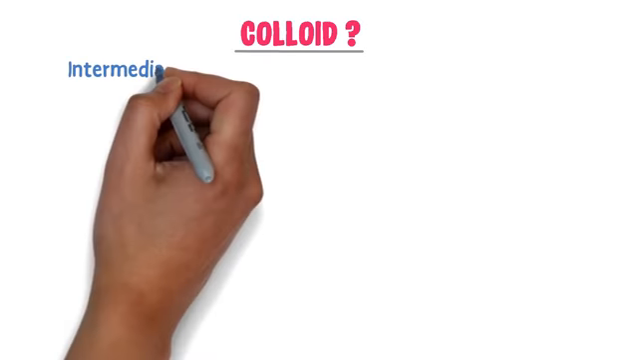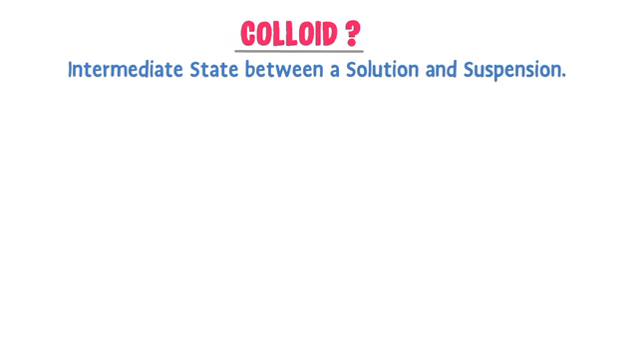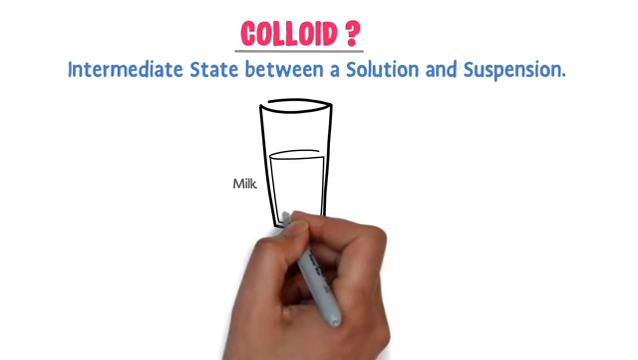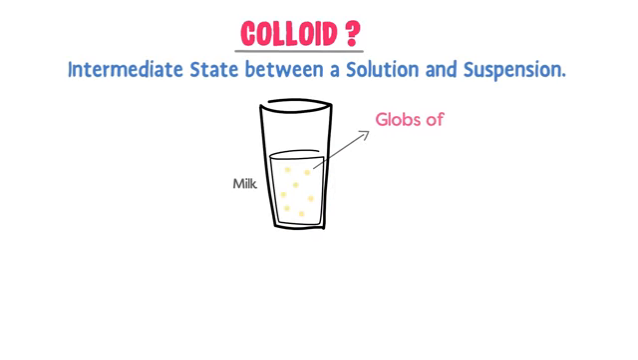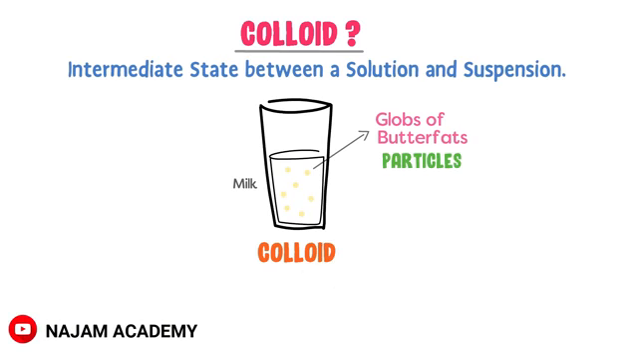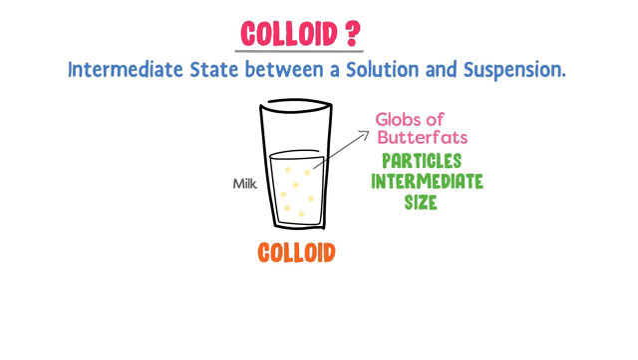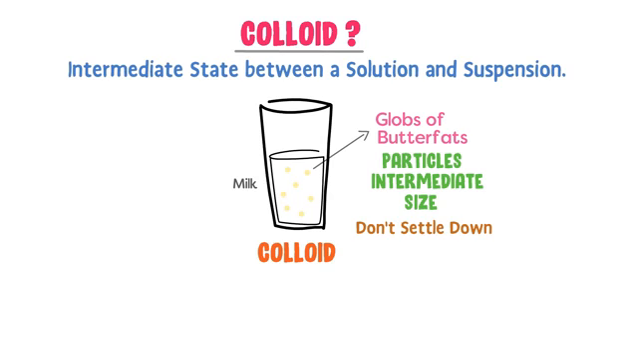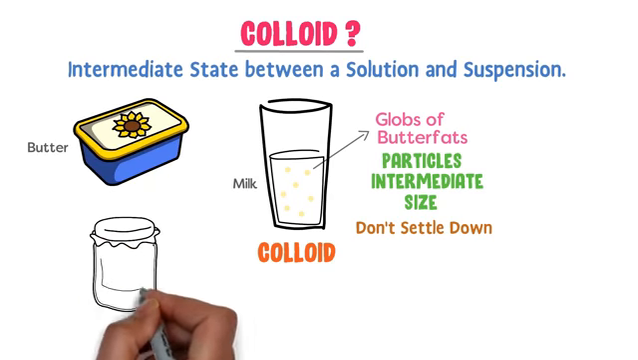Now, what is a colloid? A colloid is an intermediate state between a solution and suspension. For example, consider some milk. We know that milk contains globules of butter fat suspended throughout the liquid. So milk is a colloid. Because the particles of milk are intermediate in size between those of a solution and suspension. Even if a colloid or milk is allowed to stand for some time, the particles of colloid or milk will not settle down. Some other examples of colloids are butter, jelly, ink.